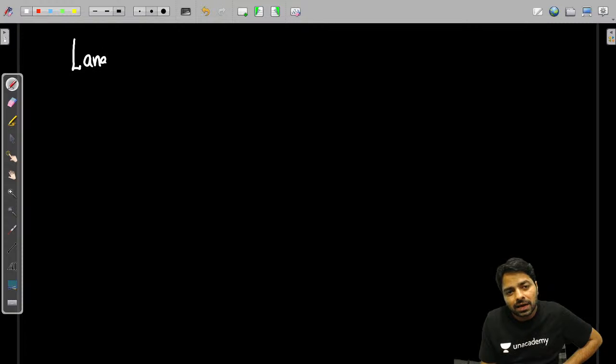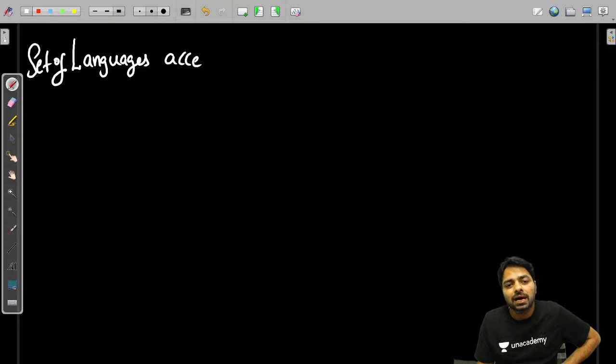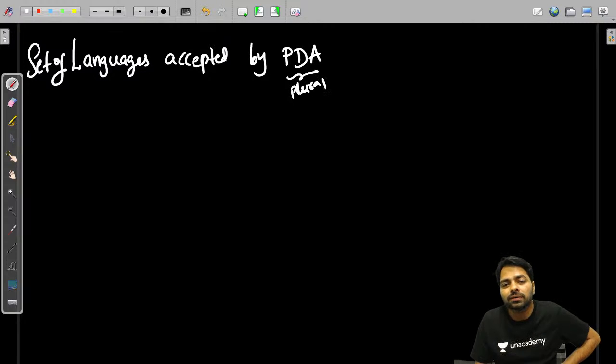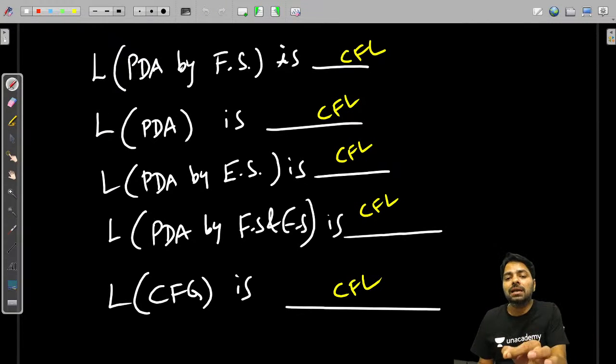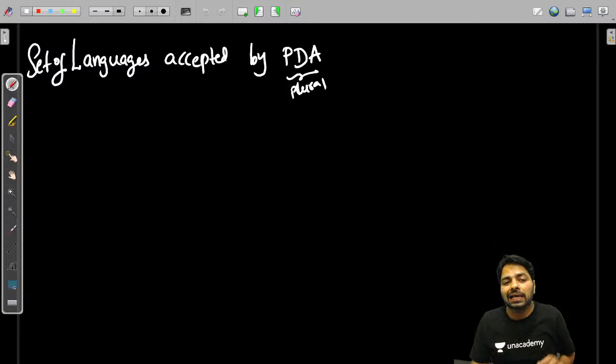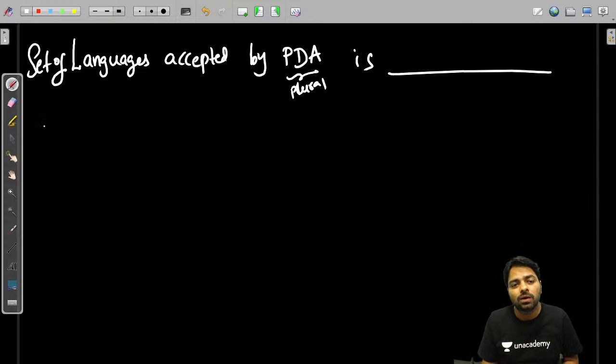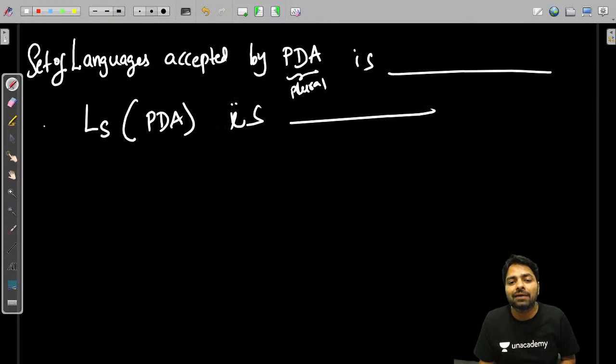Yes, people say that all languages accepted, it's a set of languages, remember that, set of languages accepted by pushdown automata. Here it is plural, many machines we are talking about, not one machine. Plural word. Previously it was a singular word: language accepted by a single PDA. This time, set of all languages accepted by PDA is dash. And now this can be written simply as LS of PDA is dash. Previously I represented L, now LS.